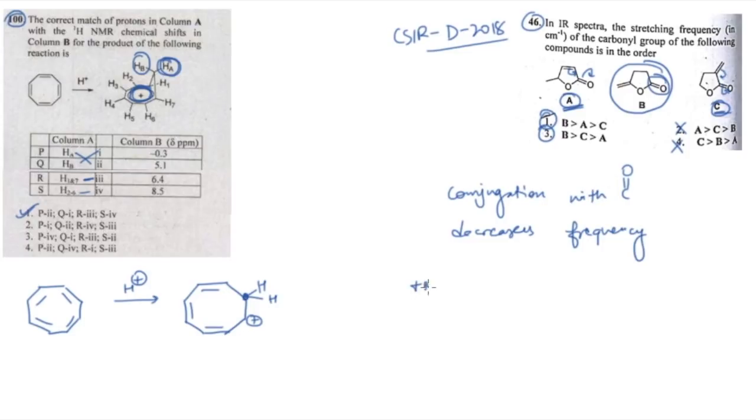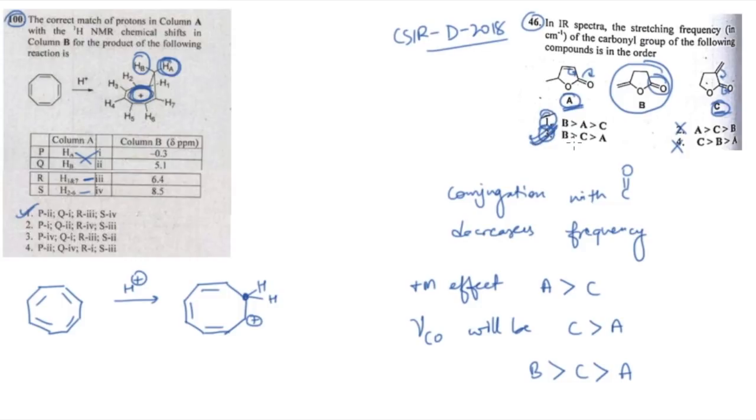So I'll just write down over here. The plus M effect of A is more than C. So that's why your carbonyl frequency will be like this: C more than A. So this will be the order of carbonyl frequency. Now what will be the total order? B is the highest, then comes C, and then comes A. So option number 3 becomes your correct choice. Like that you can easily get 2 marks.